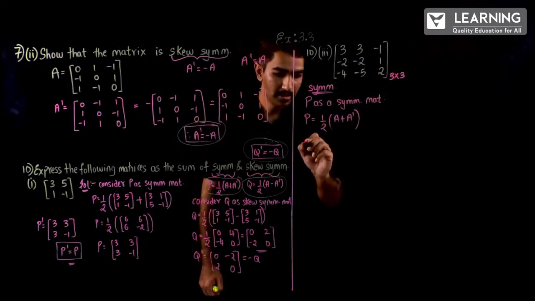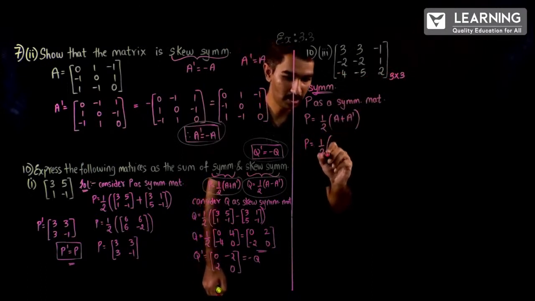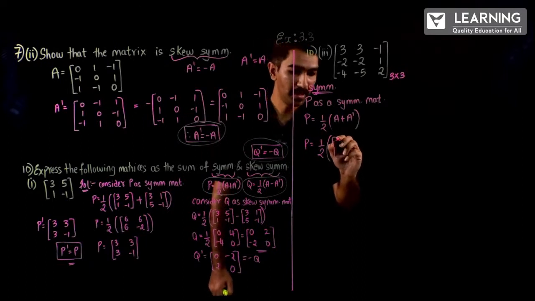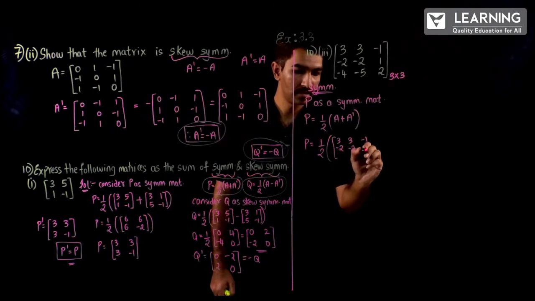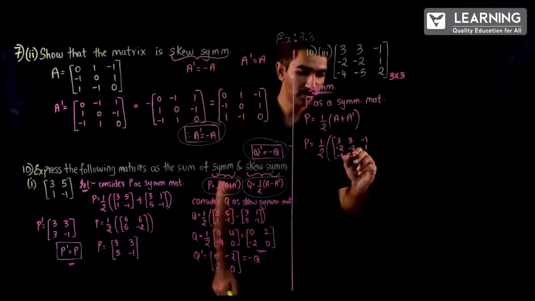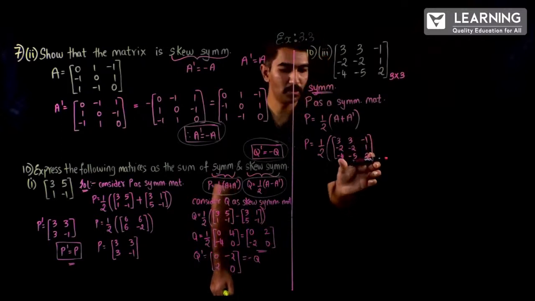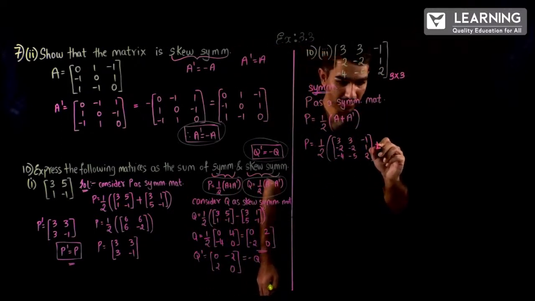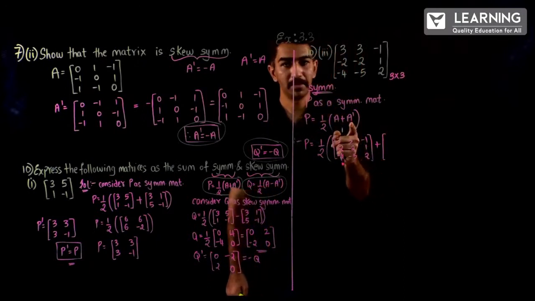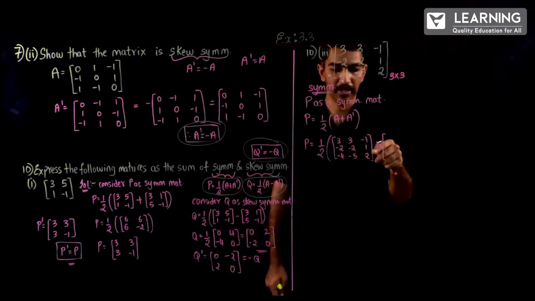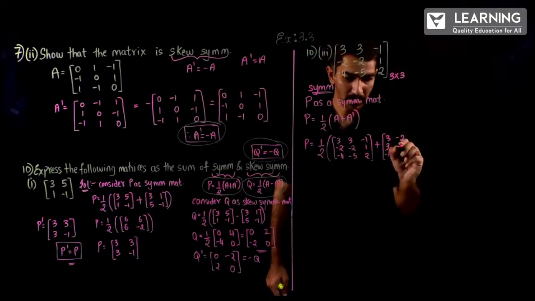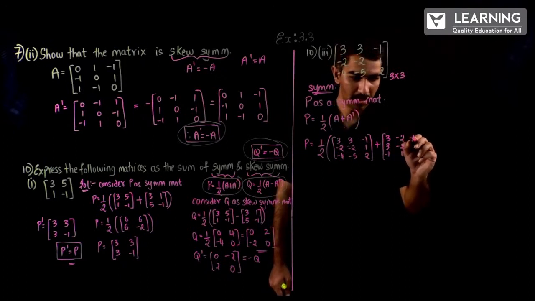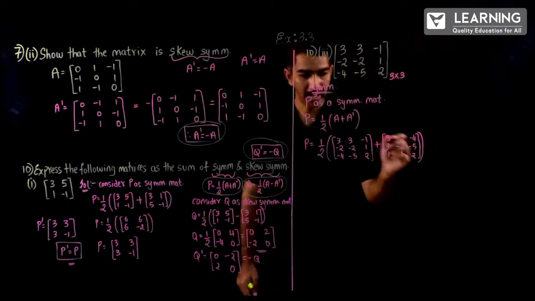A is written here already, so P equals 1 by 2 of, open the bracket, 3, 3 minus 1, minus 2, minus 2, 1, minus 4, 5, minus 4, minus 5, 2. This is what, students? The original matrix A. Now we'll write A dash plus. A dash is nothing but what? A transpose means writing the rows as columns and vice versa. So this will become 3, 3, minus 1, minus 2, minus 2, 1, minus 4, minus 5, 2. This is our A dash.